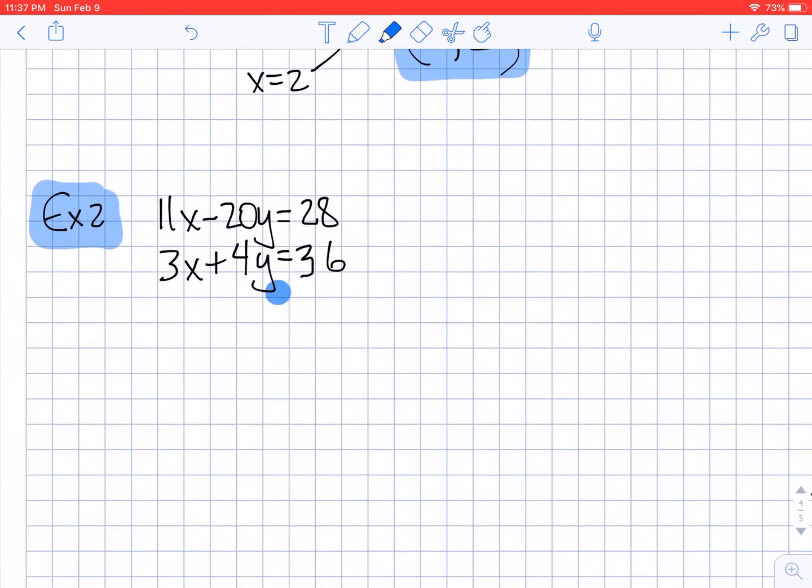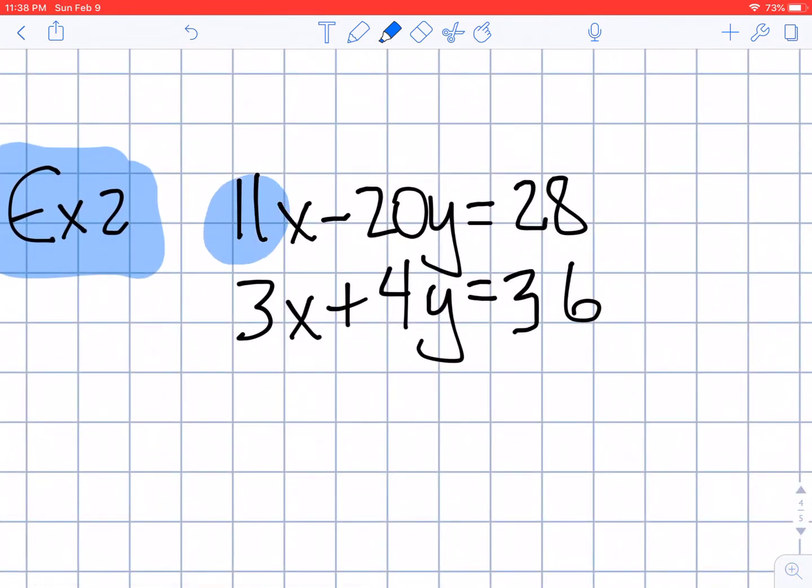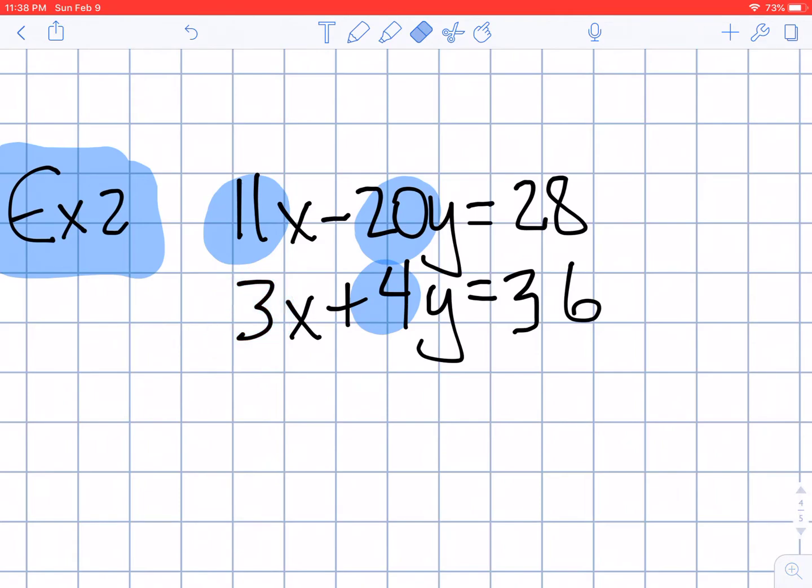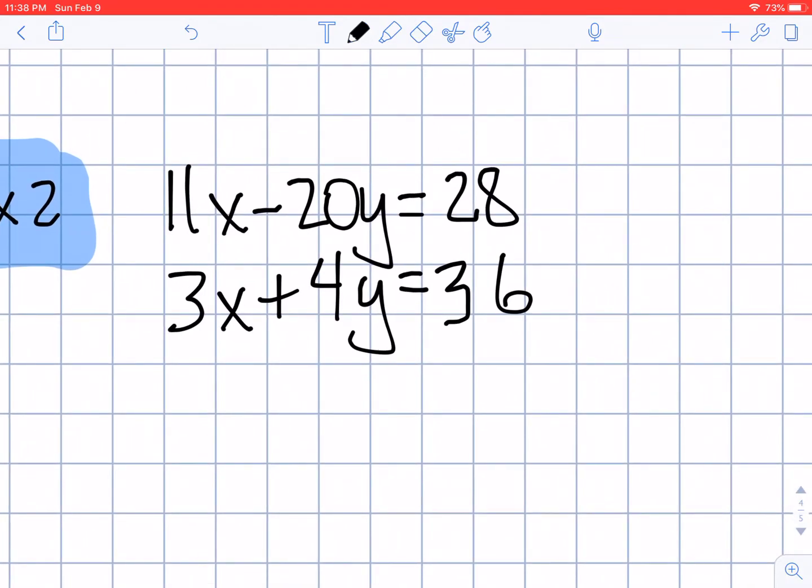Example 2. A little bit more complex. You can see that the coefficients in this case are bigger. You can also see that adding these up doesn't gain us anything. That is, we're going to get a 14x and a negative 16y. Nothing disappeared when we add them up. So in this case, what we're going to do is we need to multiply one of the equations by a magic number. Hopefully you see that nothing times 3 is 11 and vice versa. Nothing times 11 is 3.